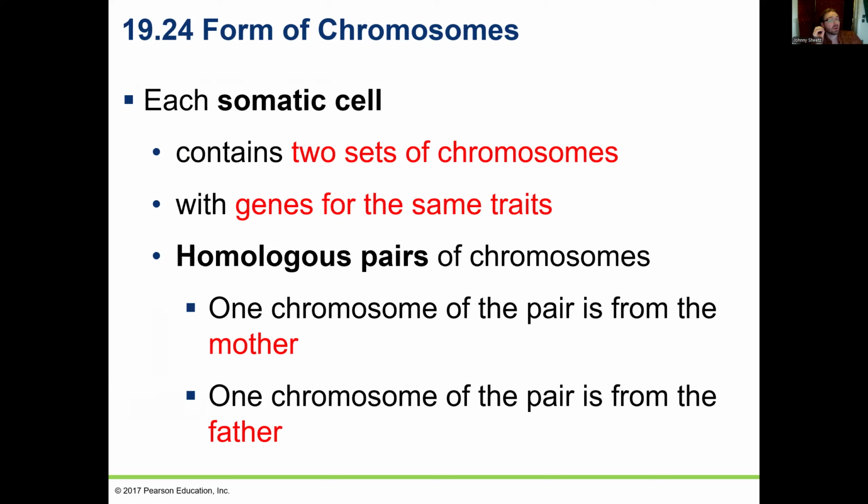We call the paired chromosomes, the one from your mother and the one from your father, if they are coding for the same genes, a homologous pair. So chromosome one, you get one copy from your mother, and then you get a second copy of chromosome one from your father. So we would call those two chromosome ones a homologous pair.